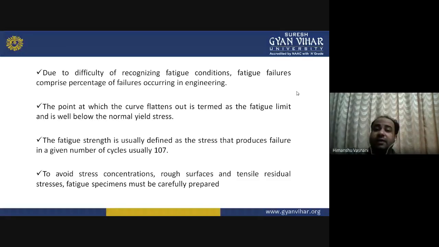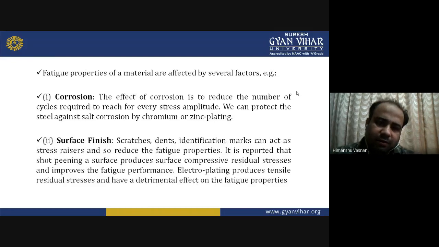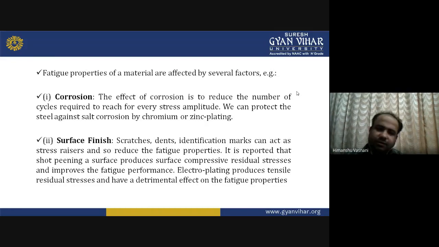Fatigue specimens must be carefully prepared, and for testing purposes also, they should be carefully prepared. Then, fatigue properties of a material are affected by several factors. Now we will look at the several factors. The first one is corrosion.